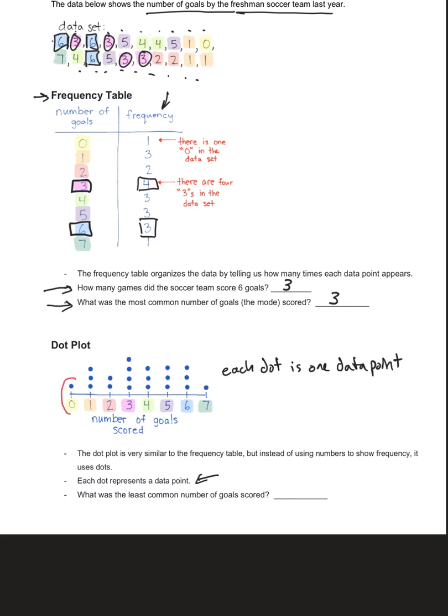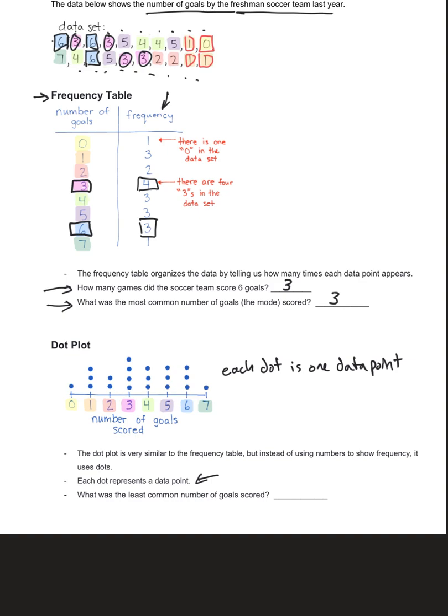So let's say when they score 0 goals, that should happen 1 time, because there's 1 dot, and we go up there and we find 0 happens only once, right? When they score 1 goal, that happens 3 times, so we should find 1, 1, 1. Oops, should have been the eraser there. So that's all the dot plot is. It's just another visual way to look at our frequency table.